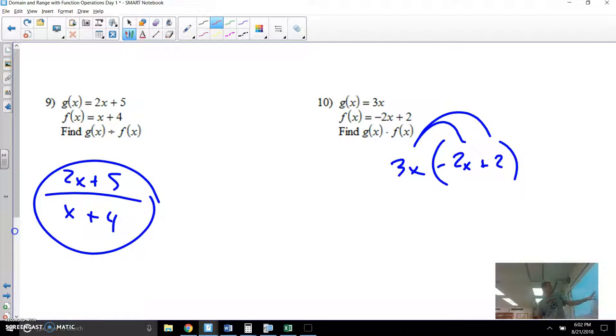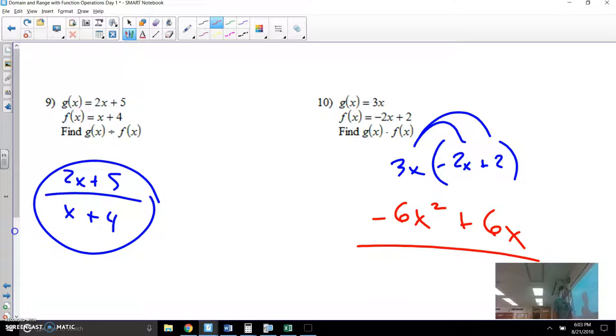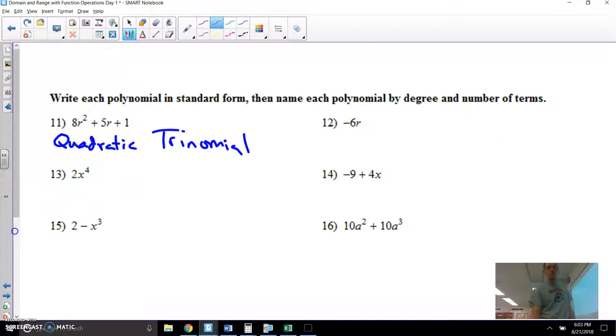This one needs to be distributed. 3x times -2x, -6x squared. 3x times 2, 6x. And that's all. We don't know what x is. We can't plug that in. So that problem's kind of done.